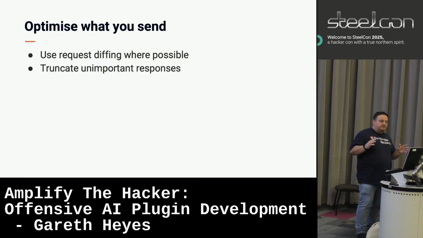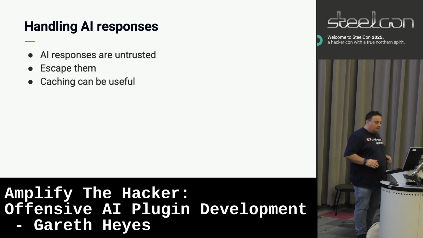In Shadow Repeater, I used a diffing strategy that focused on changing parameters to minimize noise. So when sending responses to the AI, consider trimming unnecessary content, especially in large responses like images, to keep things efficient and focused. The less you send to the AI, the faster your extension will perform. Always treat AI responses as untrusted input. Escape them if you're using them in HTML.